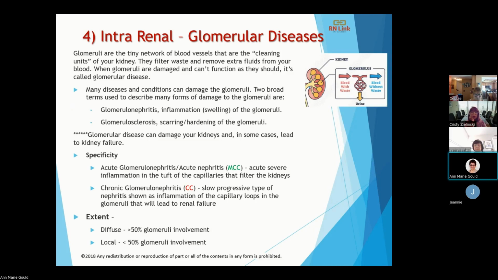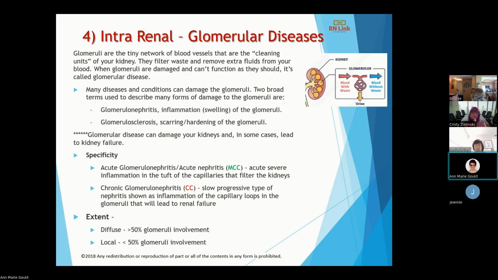Specificity is really, is it acute? Because it's an MCC capture, whether it's glomerulonephritis or just acute nephritis. You got MCC capture. Chronic glomerulonephritis is a CC capture. And that's a slow progression of nephritis. It's not a quick, insidious exacerbation of it.